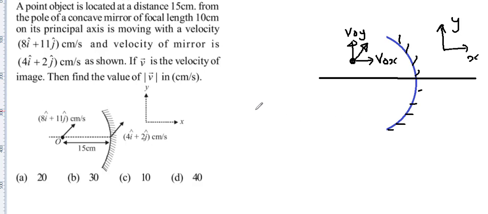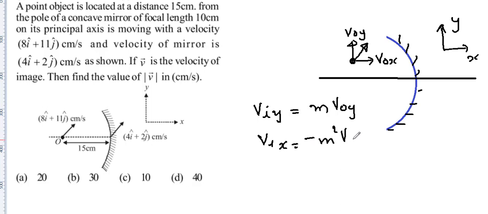Now what is the velocity of the image? It's very simple. Velocity of the image in the y direction is m into velocity of the object in the y direction. Velocity of the image in the x direction is minus m square into velocity of the object in the x direction. This is when the mirror is at rest. What happens if the mirror is moving? Then go for the relative velocity.